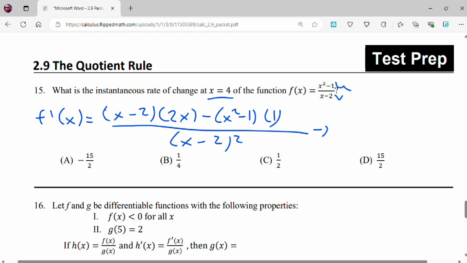Plug in 4. 4 minus 2 is 2. 2 times 4 is 8. Minus 4 squared is 16, minus 1 is 15, times 1, okay, over 4 minus 2 squared. 4 minus 2 is 2, 2 squared is 4. And so 16 minus 15 is 1, 1 over 4 should be our answer.